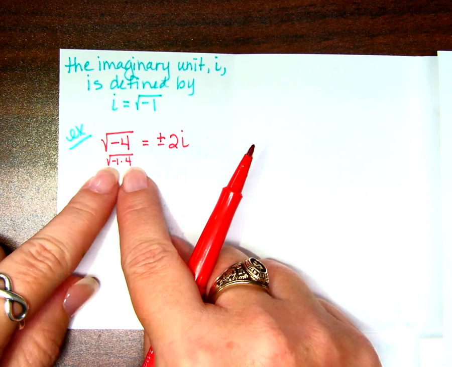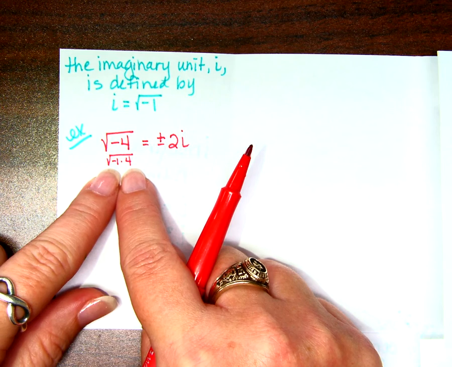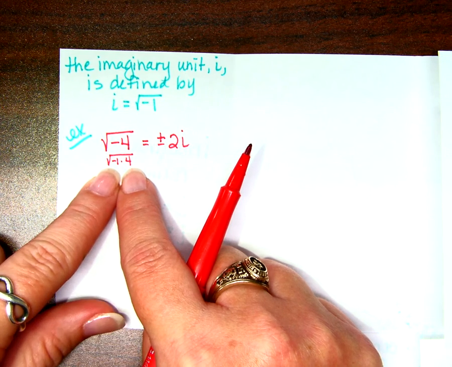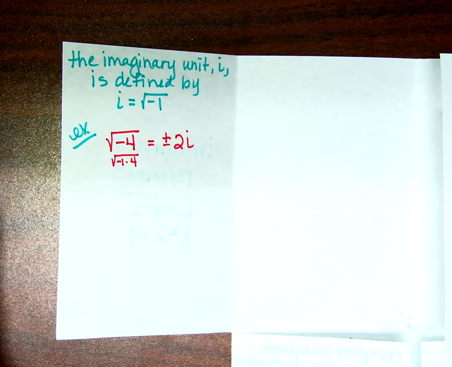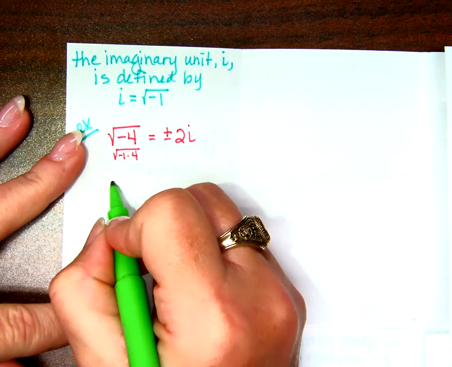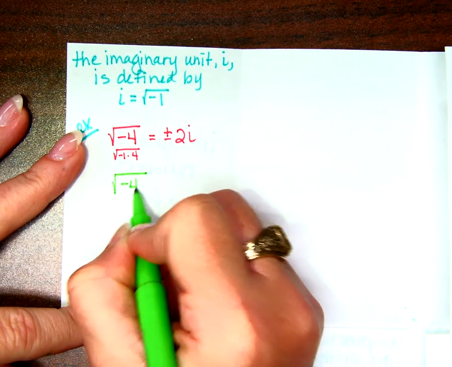Do I have to do this step if I can do it in my head? No, you do not. Okay? What about this example? What about the square root of -45?